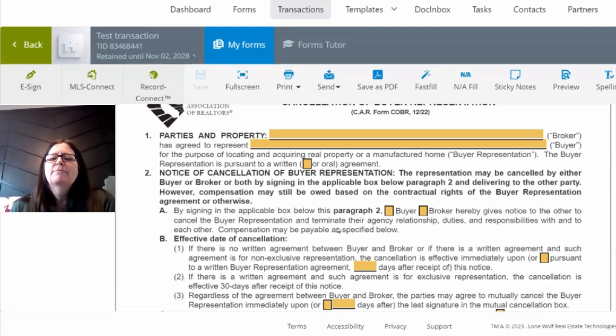By signing in the box below, either the buyer or the broker is giving notice to the other to cancel the buyer representation and terminate their agency relationship, their duties, and their responsibilities with and to each other. And then there's a part down below where we can talk about compensation if there's any compensation still due.